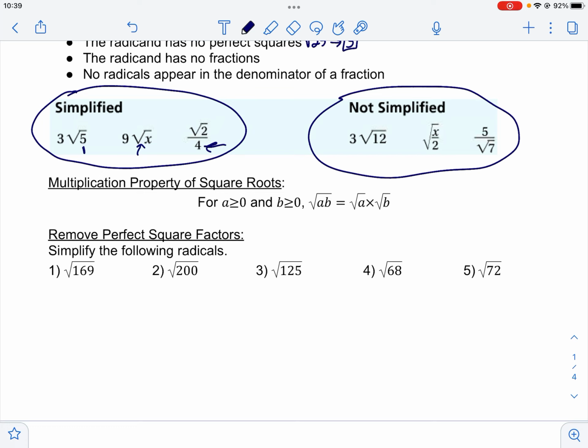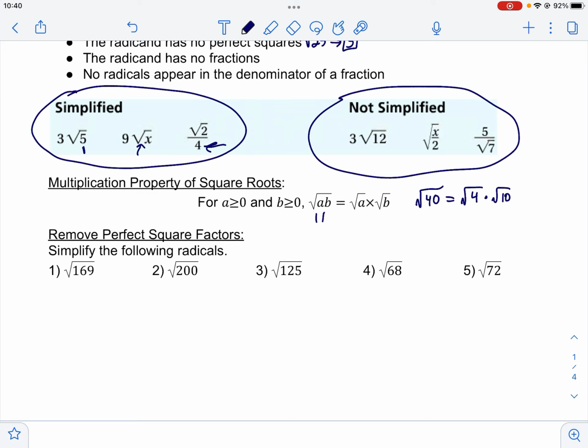One thing to keep in mind when you're multiplying together square roots is this property. If a and b aren't 0, the square root of ab is the same thing as the square root of a times the square root of b. A better way to think about this: the square root of 40 is the same thing as the square root of 4 times the square root of 10.